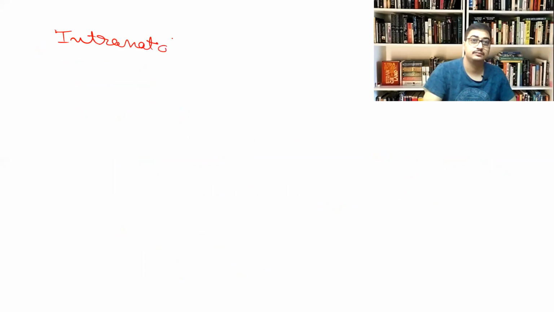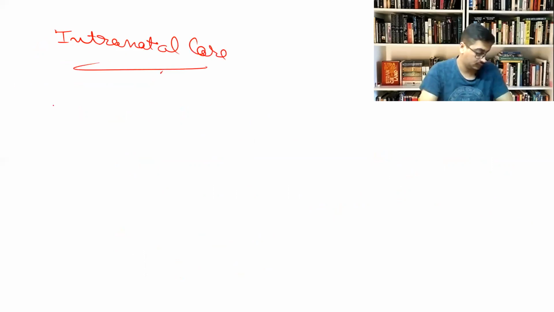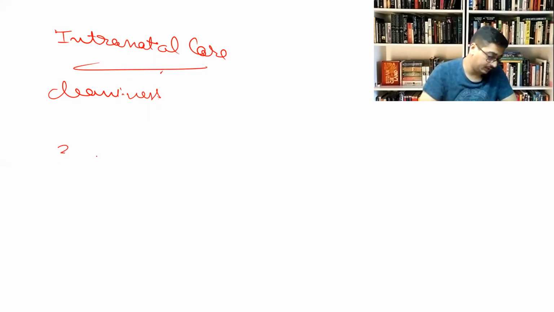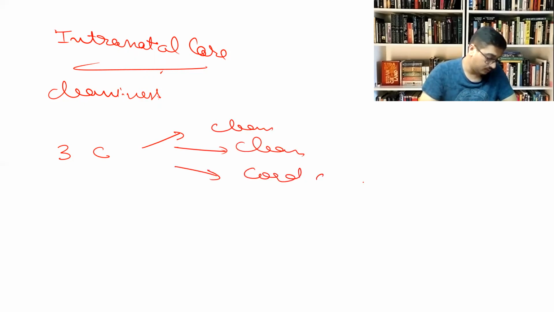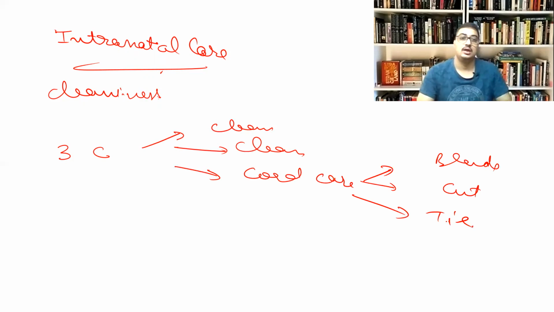Let's move on to the intranatal care. The emphasis of intranatal care is on cleanliness. Cleanliness should be the focus area, and we should focus on 3 C's: clean hands, clean delivery surface, and clean cord care. So what would be the subcomponents of clean cord care? Clean blade, clean cut, and clean tie. So this cleanliness should be the primary focus of intranatal care.